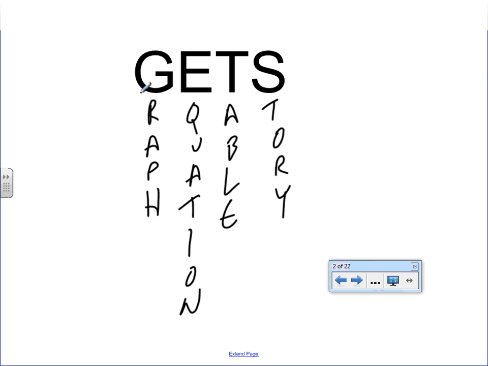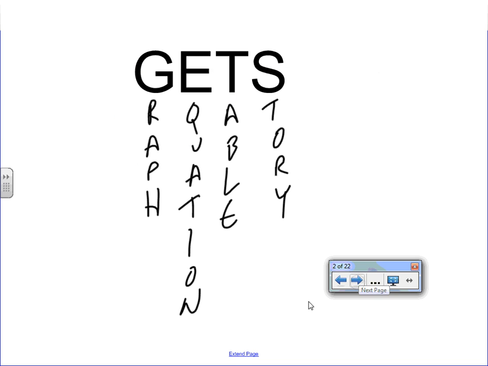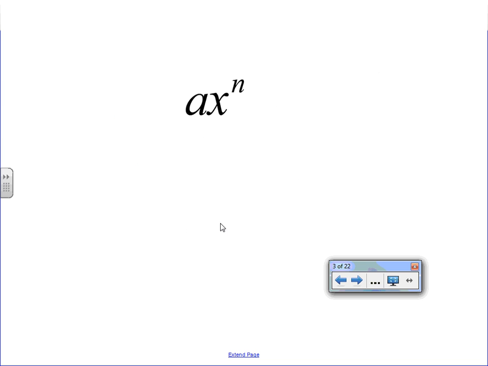And from any of those things, from the graph, the equation, the table, or the story, we should be able to get at what type of function it is. So GETS is just a way to remember that we can always look at a graph, an equation, a table, or a story.